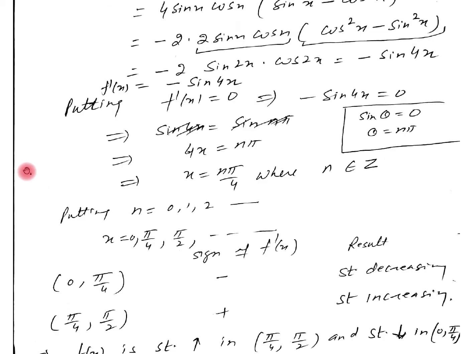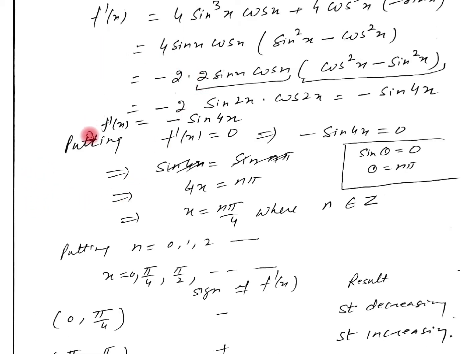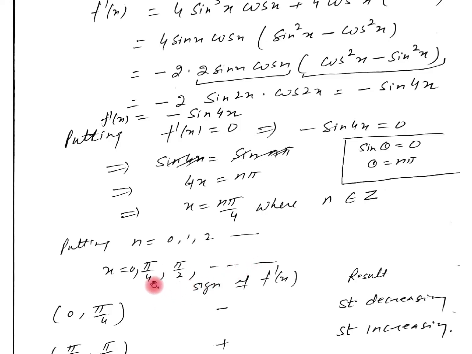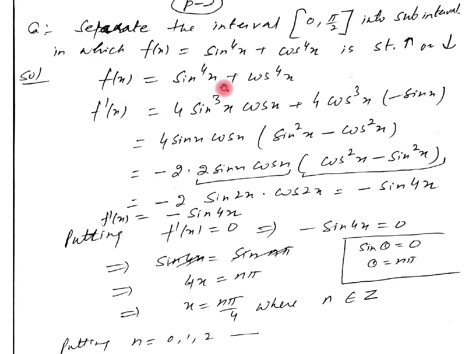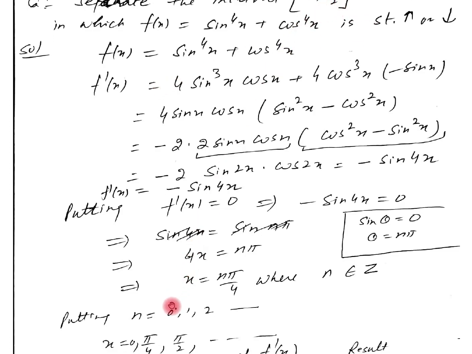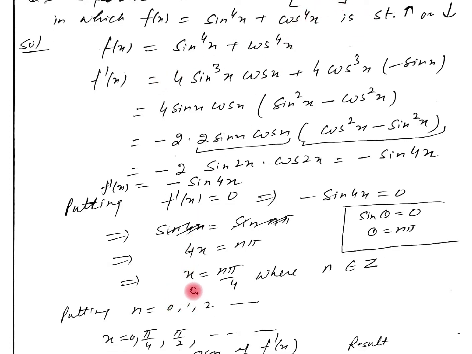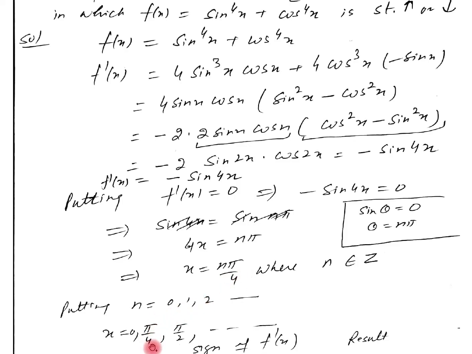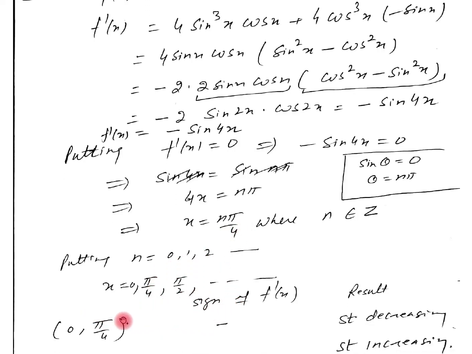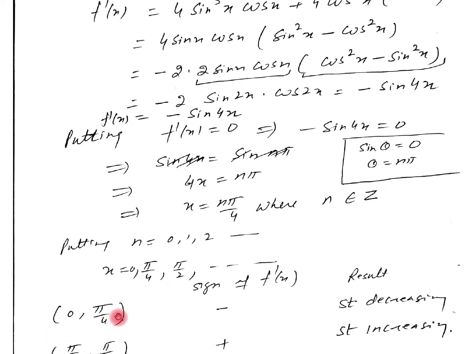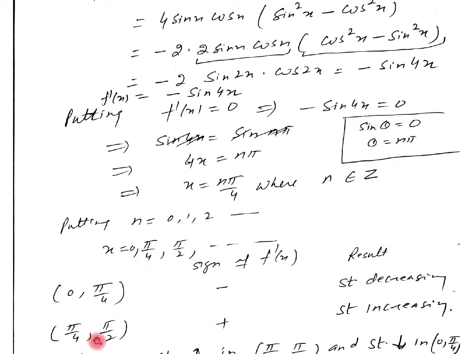We have done this question by the same method by which we did yesterday the question of polynomial. The first step, we have to find out f dash x. In the second step we have to put f dash x equal to 0 and get the critical values of x. Then we can make the sub-intervals of the interval given in the question. So here we should only admit those values of x which are lying in our interval. Then I can make the sub-intervals: the first is 0 to pi by 4, the second is pi by 4 to pi by 2, and then we should check the sign of f dash x.